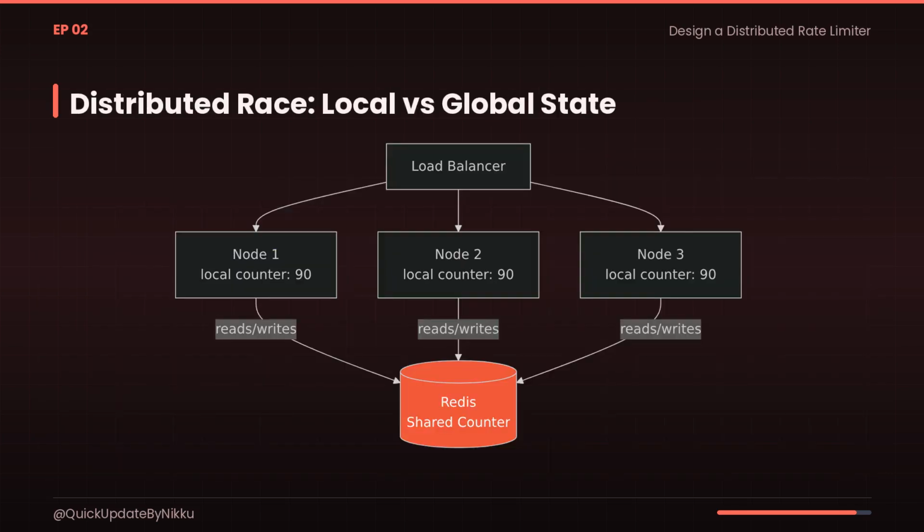With no shared state, each node maintains its own counter. Set a limit of 100 requests per second and 10 nodes, and your effective global limit silently becomes 1000. Round-robin routing makes it worse. Each node sees only a fraction of total traffic, so every counter stays low and every request is admitted. The rate limiter becomes completely ineffective. Centralizing counter state in Redis is what restores a single global truth.